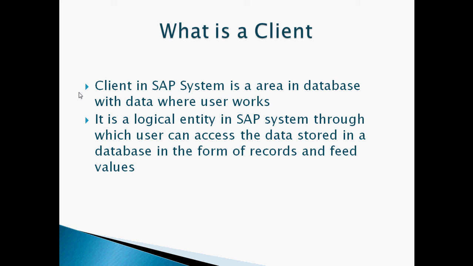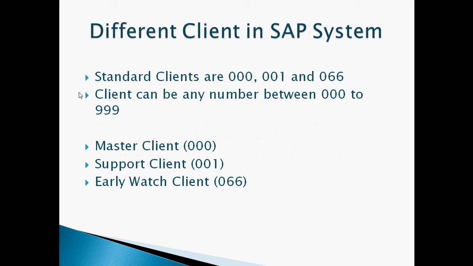But remember one thing, 000, 001 and 066. These three clients are standard clients which come by default with every SAP system whenever you perform the installation. And let's see the next thing. As I told you, these are the three standard clients we have in SAP system: the master client, the support client, and the EarlyWatch client.